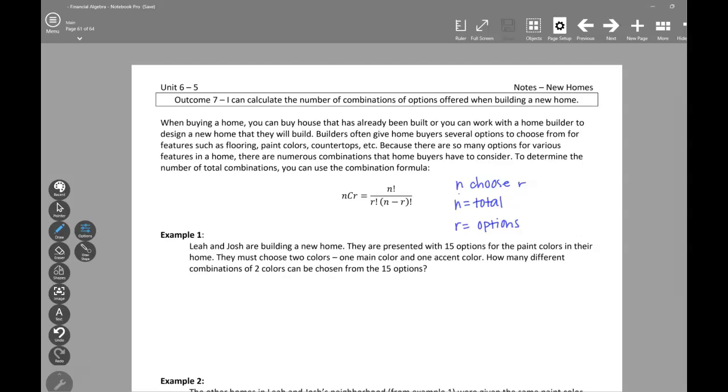So how many options are there total? 15. So is that n or r? N is 15, and r is what? 2. Because I'm choosing 2 colors overall, and it wants to know, out of those 15 options, how many choices of 2 there are for me to pick. Right, so we use our combination formula, n choose r. So n is 15, choose r is 2. Equals.